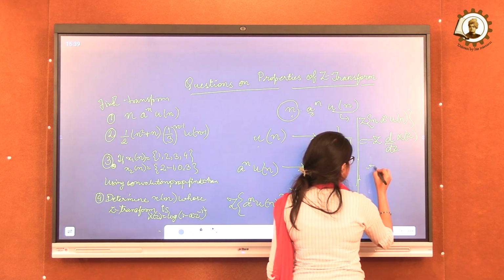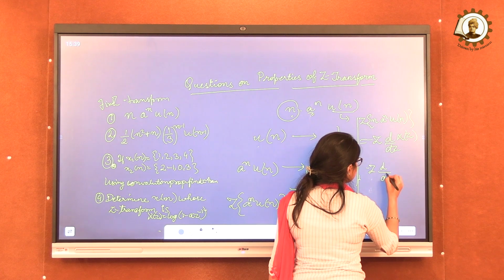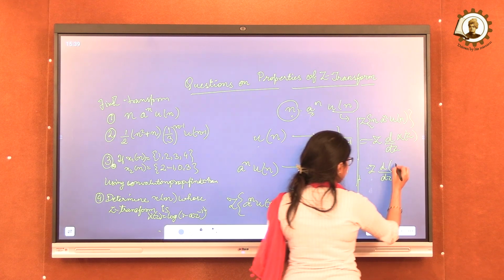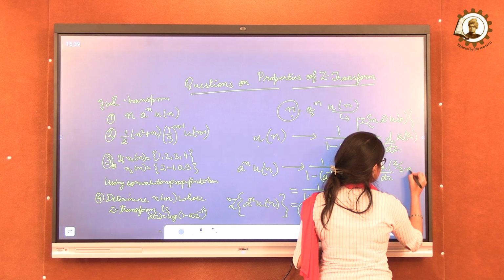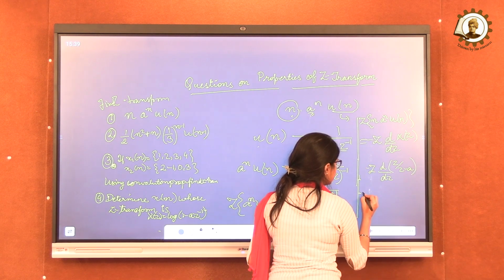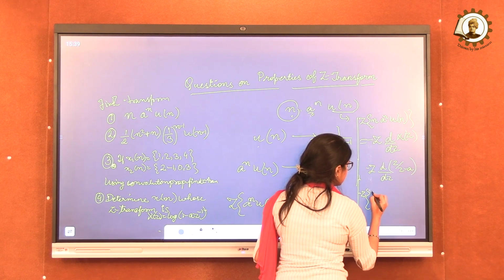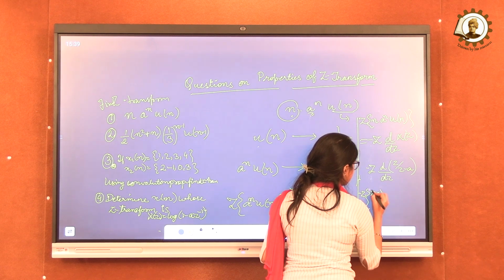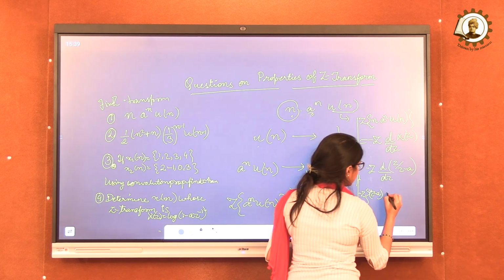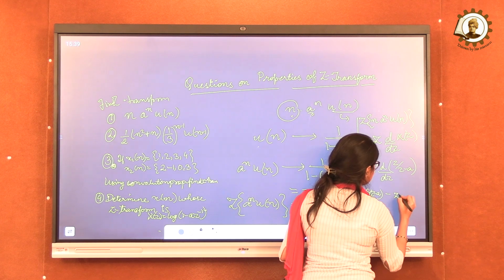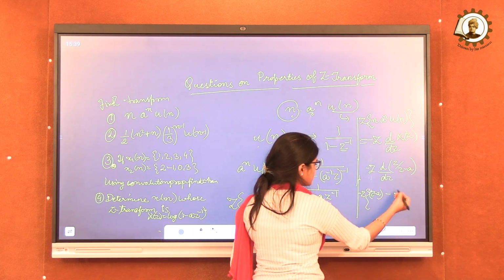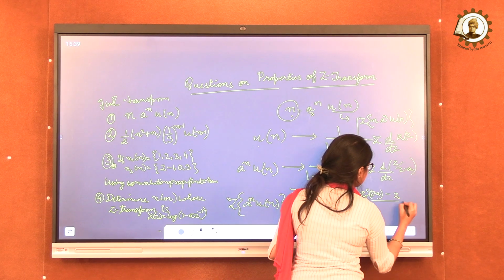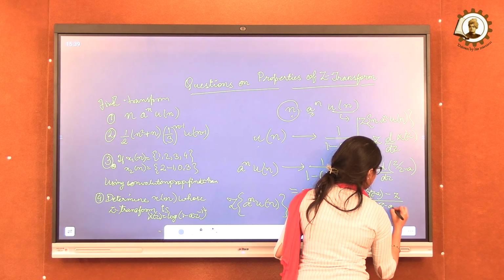So this is going to be minus z d by dz of z into z by z minus a. Just use the differentiation and write it. So this is going to be z minus a dz by dz, that is 1, then minus z, again d of z minus a with respect to dz, that will be 1, and this is z minus a whole square.